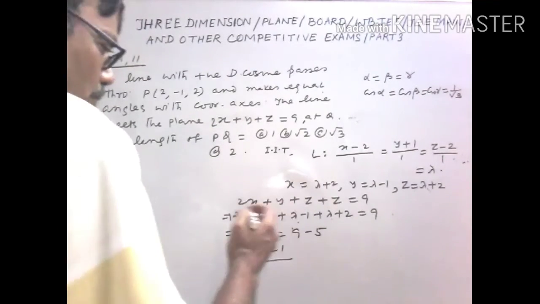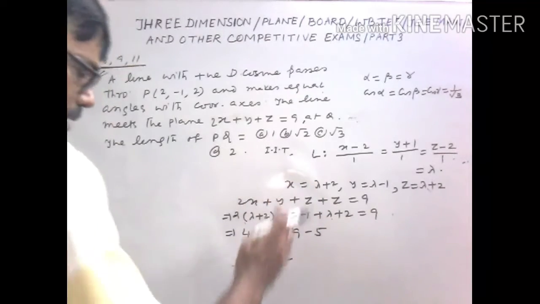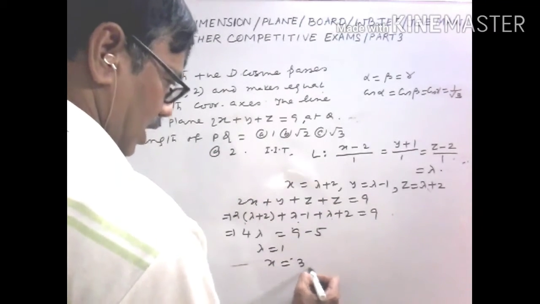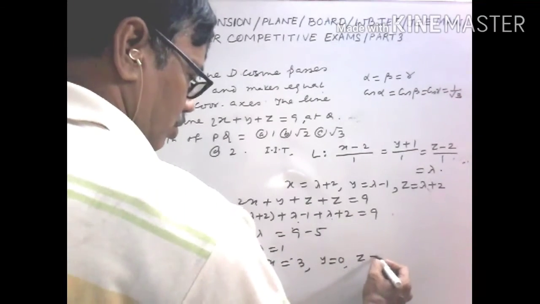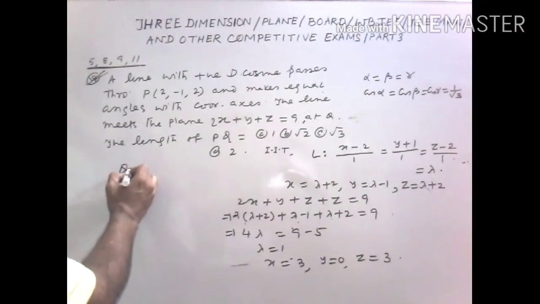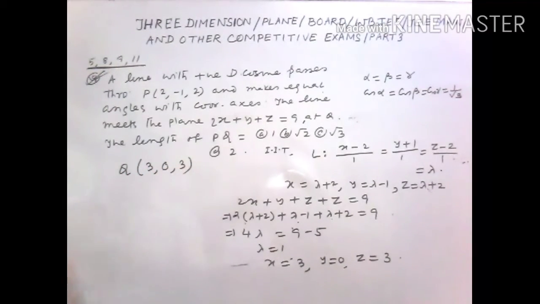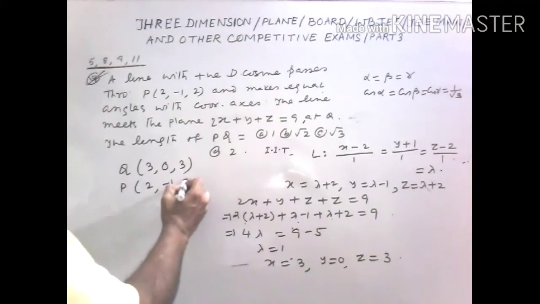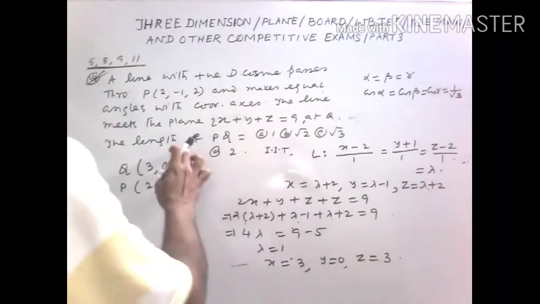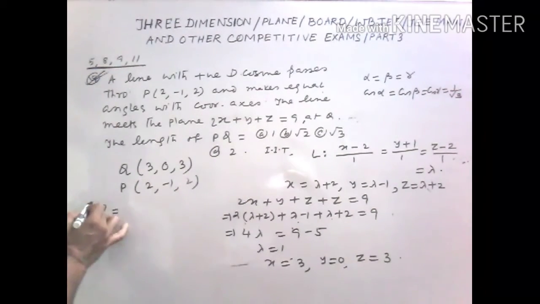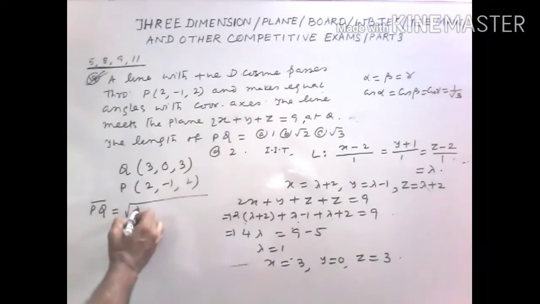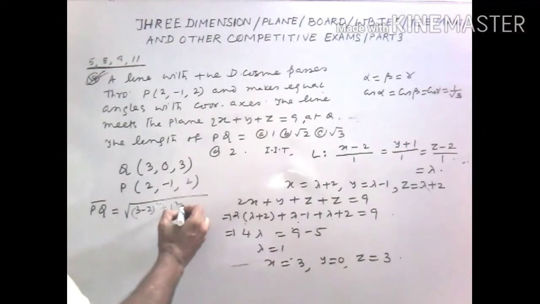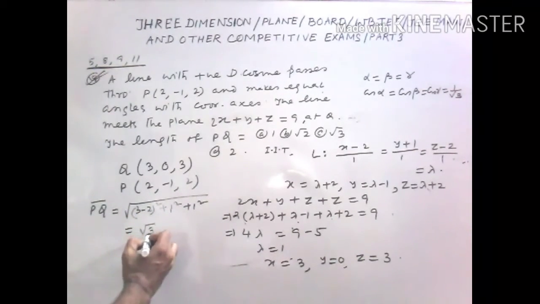So what are the coordinates of Q? Put the value of lambda. X equals 3, y equals 0, and z equals 3. So point Q is (3, 0, 3). And what is point P? P is (2, minus 1, 2). Now we need the length of PQ. So the distance between 2 points: 3 minus 2 whole square plus 1 square plus 1 square. So this is root 3.